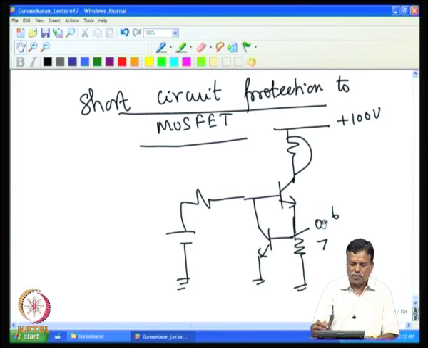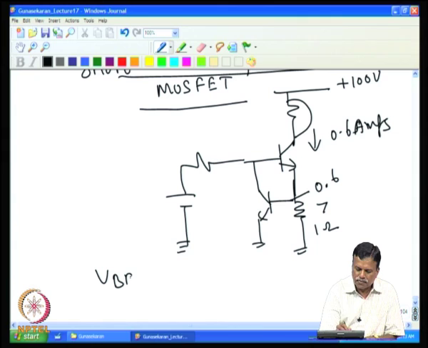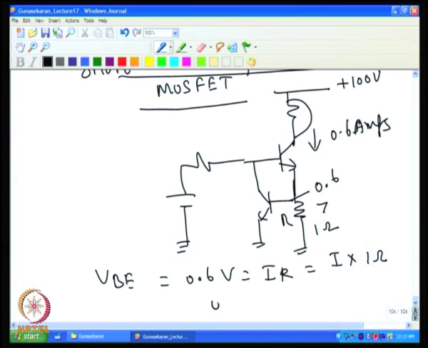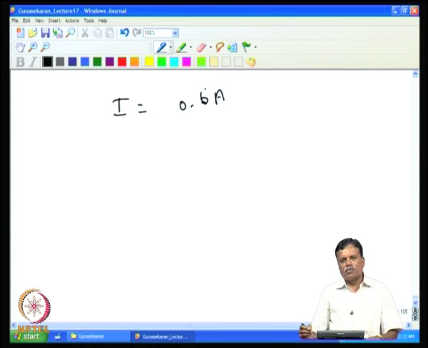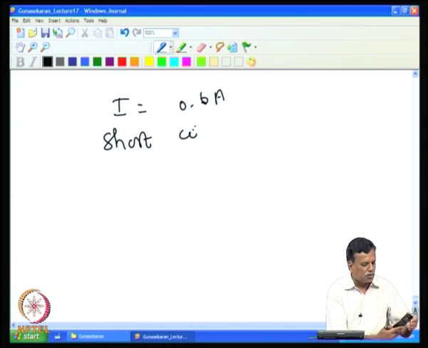So, eventually, for example, if I put 1 ohm resistance here, then the voltage at this point cannot go more than 0.6. That means the current through this cannot be more than 0.6 amps, because the base emitter voltage cannot go more than 0.6. So, VBE is equal to 0.6 volt, that is equal to I into R, that is this R. So, if R is 1 ohm, 0.6 is 1 into I. So, the current I comes as 0.6 amps. So, in this case, even if there is a short circuit, the current will not go beyond 0.6 ampere. So, short circuit current is limited to 0.6 amps.